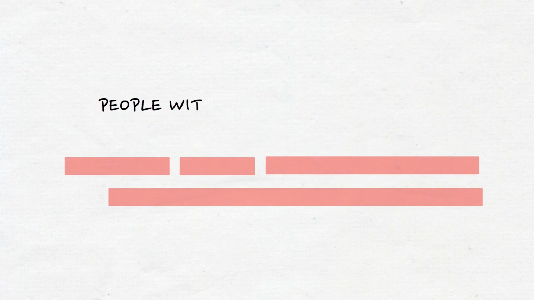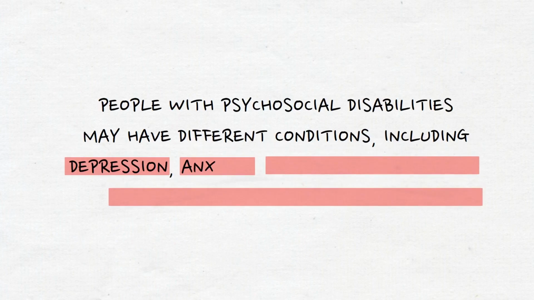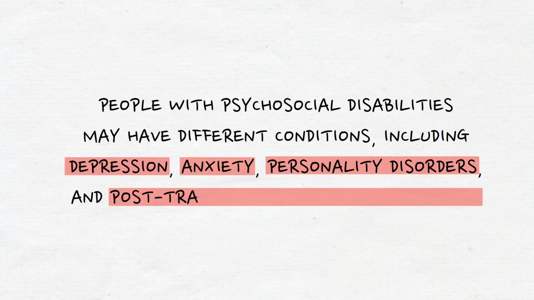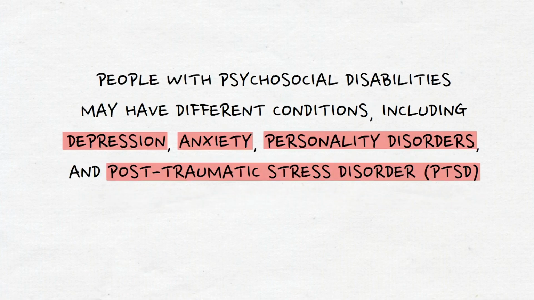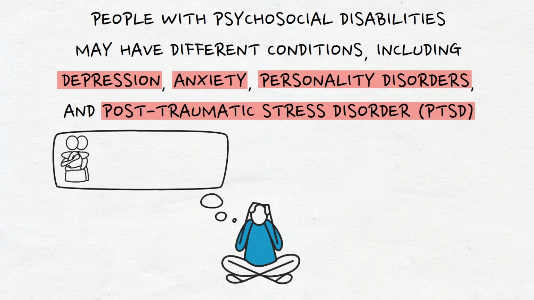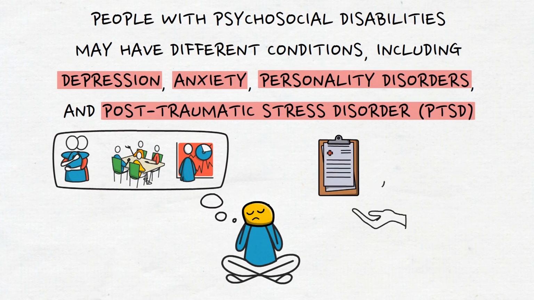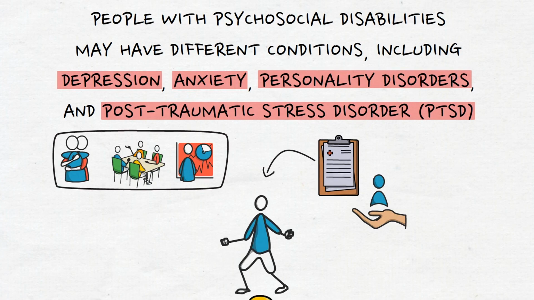People with psychosocial disabilities may have different conditions, including depression, anxiety, personality disorders, and post-traumatic stress disorder. These illnesses can make it difficult for individuals to maintain healthy relationships, participate in social activities, and work effectively. But with the right treatment and support, people with psychosocial disability can still live full and meaningful lives.